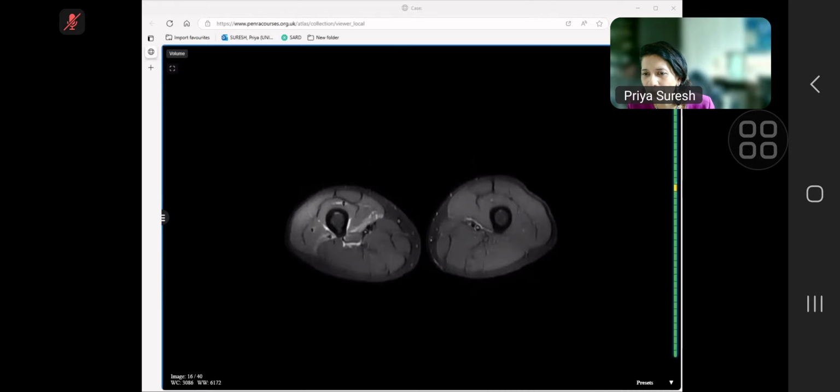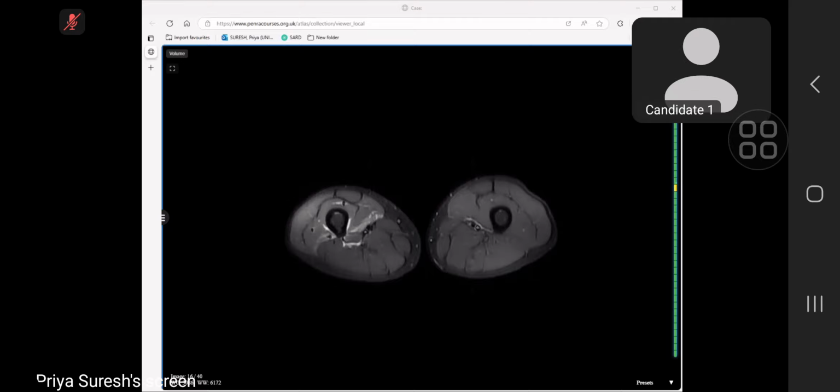So you are scoring, but you can increase the scores by being a little bit more thorough and looking at the details. Okay. The next one.